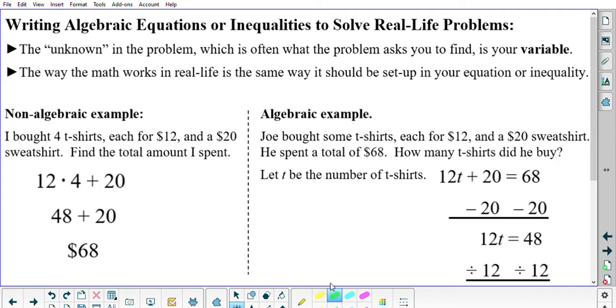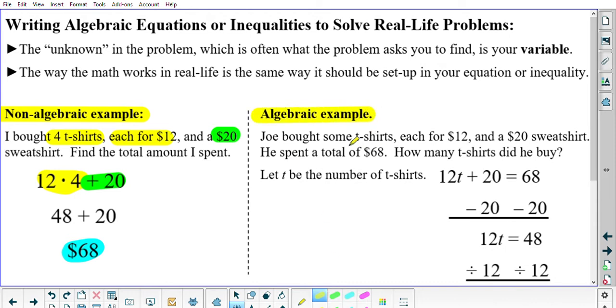We'll start with a non-algebraic example. An example like elementary school. You bought 4 t-shirts, each for $12, and you bought a $20 sweatshirt. Find the total amount that you're spending. Well, no big deal. If the 4 t-shirts are each for $12, then you would take 4 times 12. That's commonly what you do with the word each. You tend to multiply. But you're also buying a $20 sweatshirt, so that has to be added in to the total as well. Then you would multiply first, get 48, add the 20, and that gives you the total amount as your final answer.